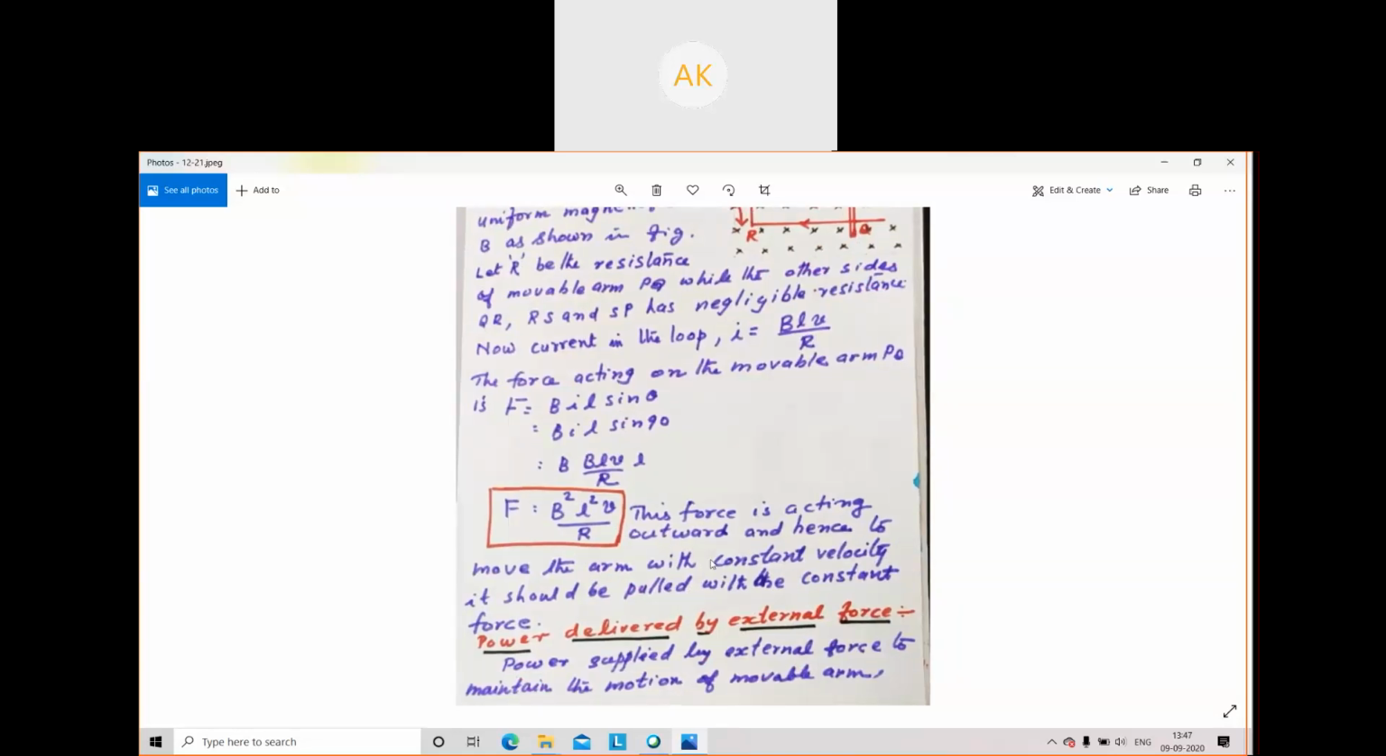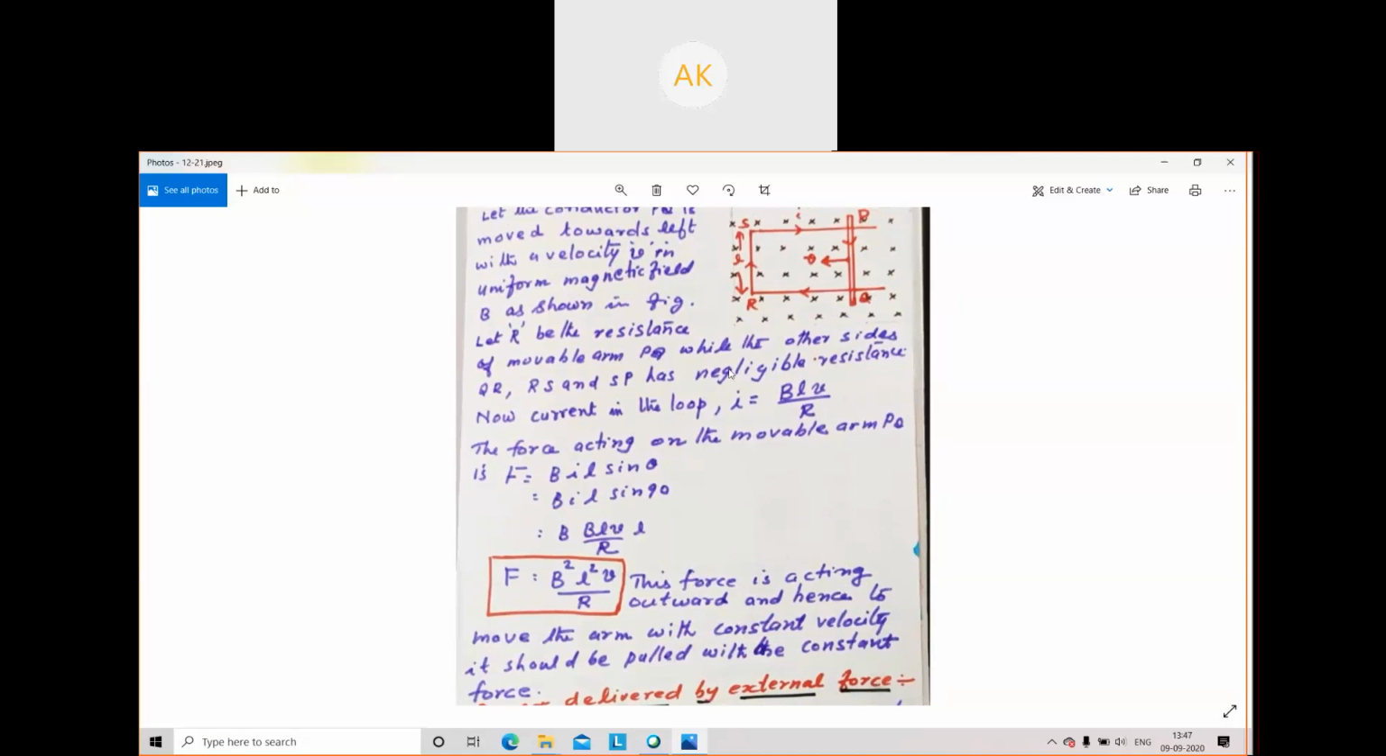This force is acting outward, and hence to move the arm with a constant velocity, it should be pulled with a constant force. How will you know the direction of the force? Using the left hand rule. The direction of force you can find using the left hand rule. The current flow direction is shown in that direction, using Fleming's right hand rule, you can find out the direction of the induced current.